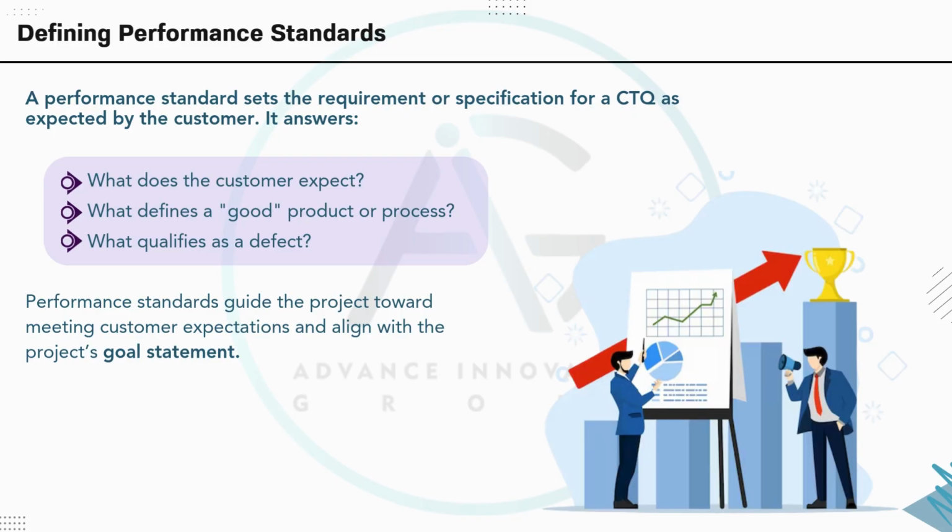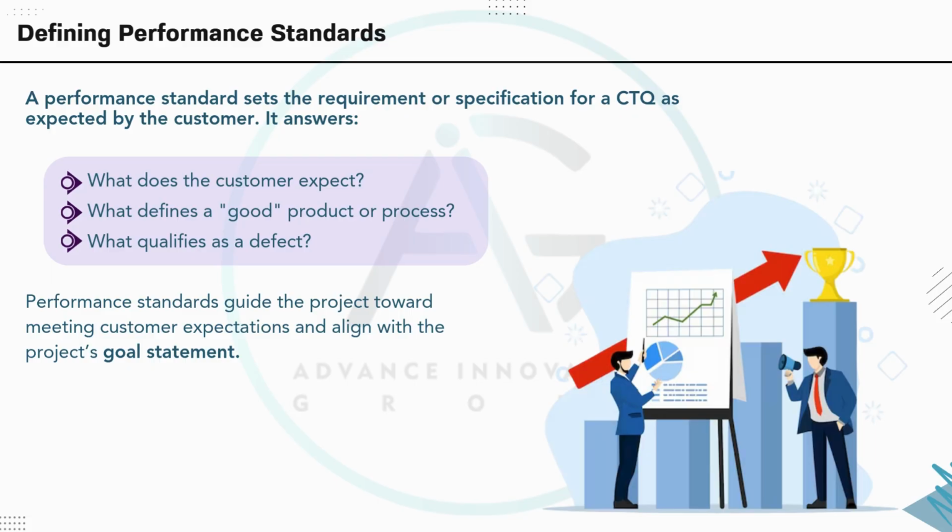2. What defines a good product or process? This helps differentiate acceptable outcomes from unacceptable ones. 3. What qualifies as a defect? Defining this clearly is critical for accurate defect tracking and process improvement. By setting these performance standards, we provide the project team with clear direction. These standards guide the team toward meeting customer expectations and ensure that all activities align with the project's goal statement.